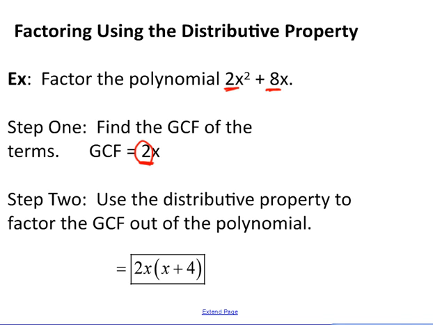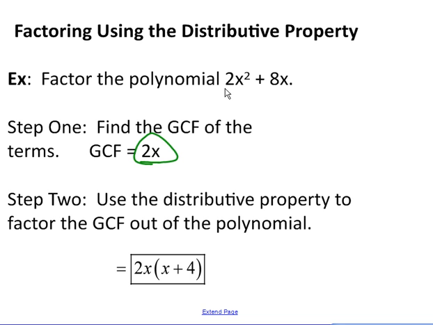So if I have an x squared and an x, what would be the largest variable, if you will, that goes into both of them? Well, they both have an x. One has an x squared, one has a plain x, but they do both have x. So the GCF would be 2x. When I factor out the GCF, remember factoring is the opposite of multiplying. So you can think of factoring as dividing out.